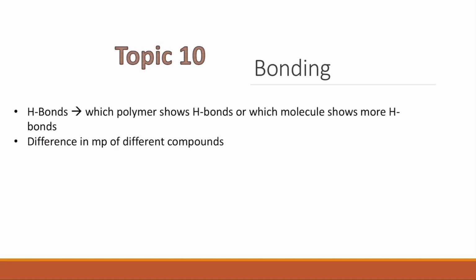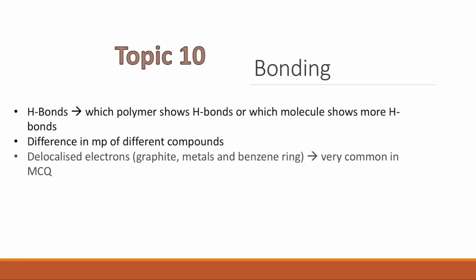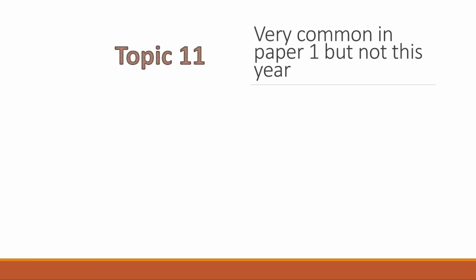The difference in the melting point of different compounds as well, they tend to ask these questions, and the delocalized electrons, so which of these species has or doesn't have delocalized electrons. So remember that graphite, metals, and benzene ring are the species that have the delocalized electrons. This is very common in the multiple choice.